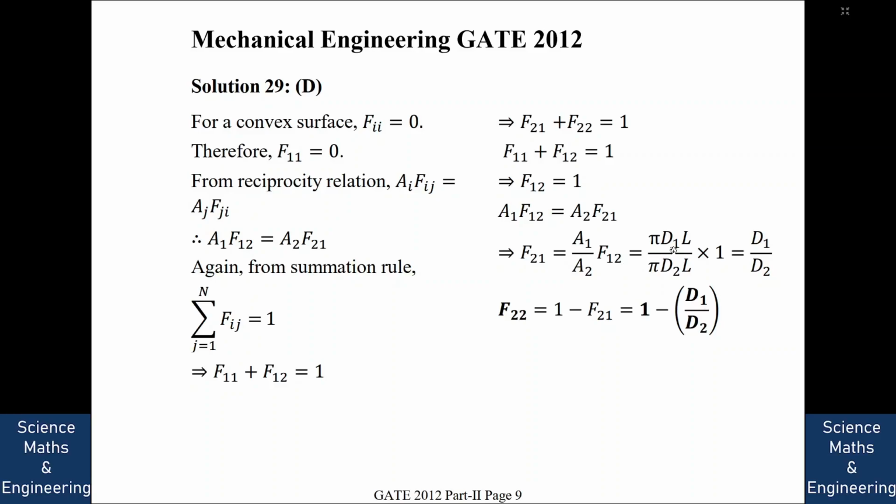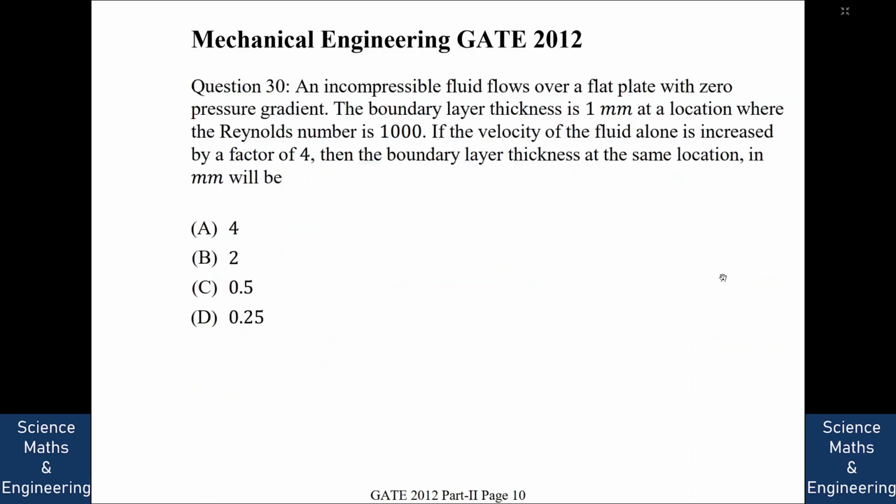So pi into D1 by pi into D2, and length is L, so into F12 is again 1. So we get D1 by D2. Now F22 is equal to how much? 1 minus F21. So it is equal to 1 minus D1 by D2. So our option D is the correct answer. We'll go to the next question.